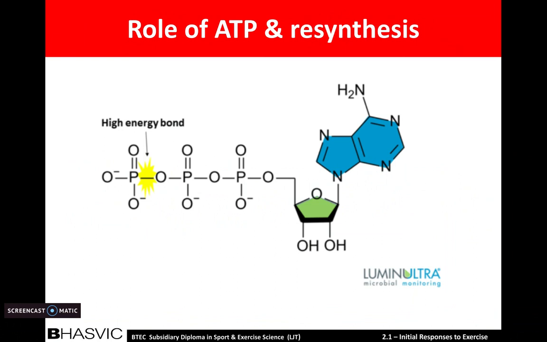This will then mean that more energy is needed to resynthesize the ATP. ATP is used at a high intensity, whilst the duration is low, which is roughly 3 seconds.